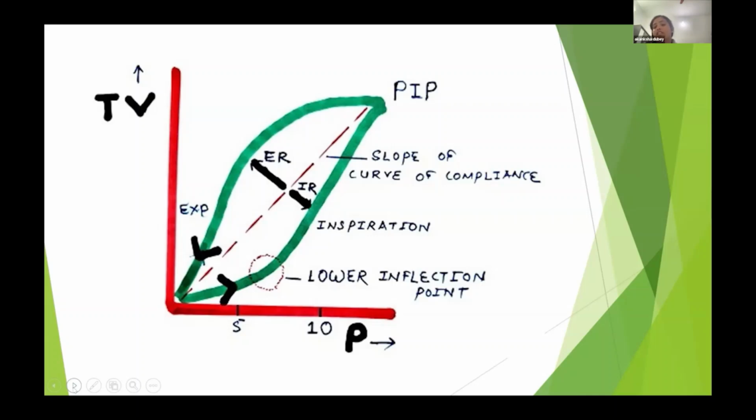This is the phase where alveoli are properly recruited, and the lower inflection point is the point where, after increasing pressure, a sudden amount of volume change is seen. Here all alveoli are open, all alveoli are now happily responding to the pressures, and volume is properly increased. So the lower inflection point is supposed to be the minimum pressure required for alveolar recruitment. It is also called the critical opening pressure of the alveoli.